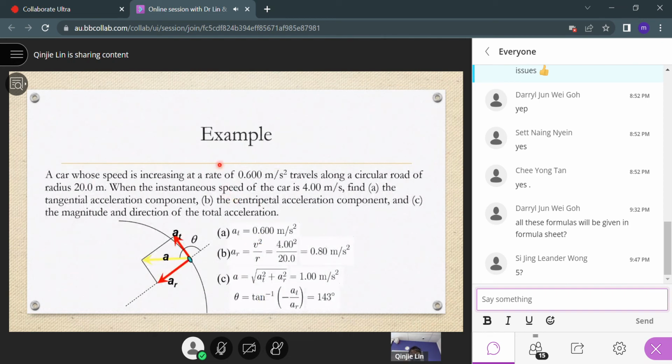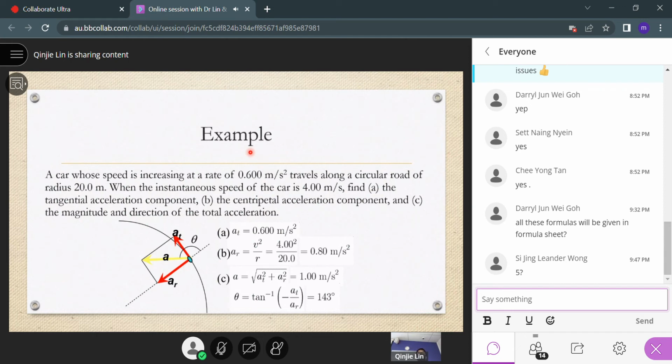Okay, one example on this radial acceleration. A car whose speed is increasing at a rate of 0.6 meters per second square travels along a circular road of radius 20 meters. When the instantaneous speed of the car is 4 meters per second, find the tangential acceleration component, the centripetal acceleration component, and the magnitude and direction of the total acceleration, which is the resultant acceleration. So part A, find the tangential acceleration is actually down here. They already give you the answer already. So it's to test your understanding of what is actually a tangential acceleration.